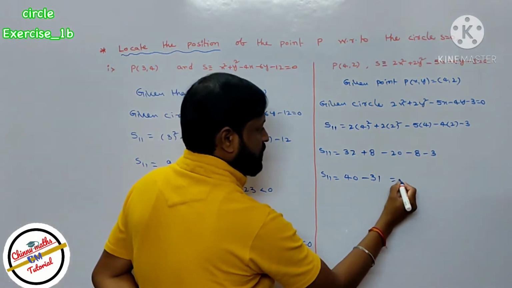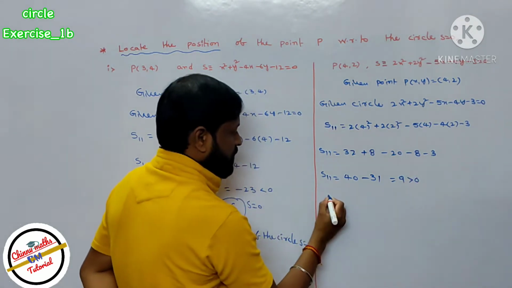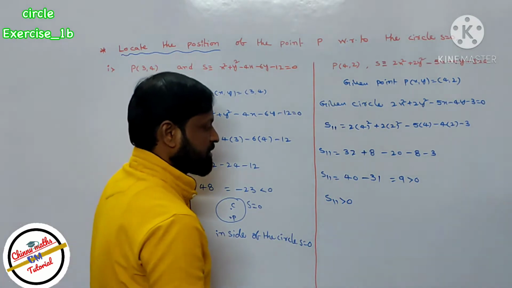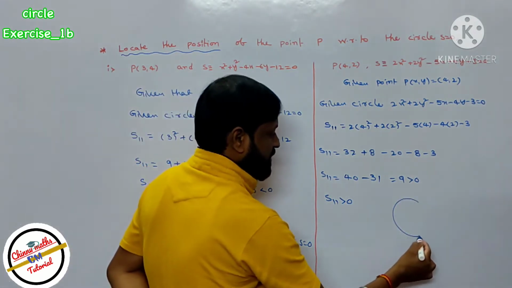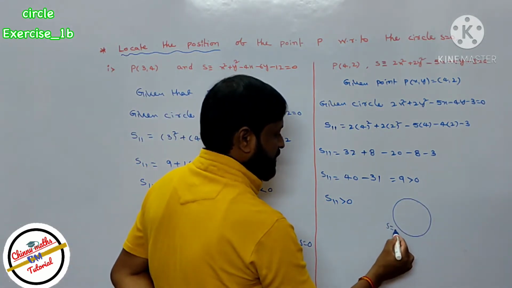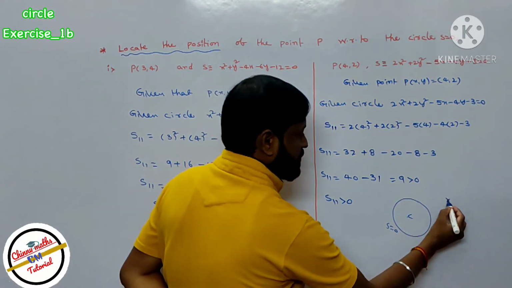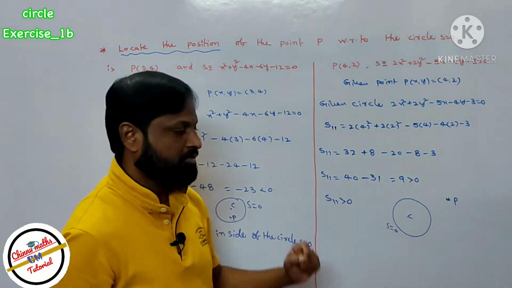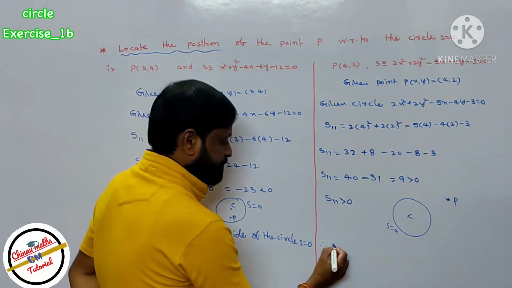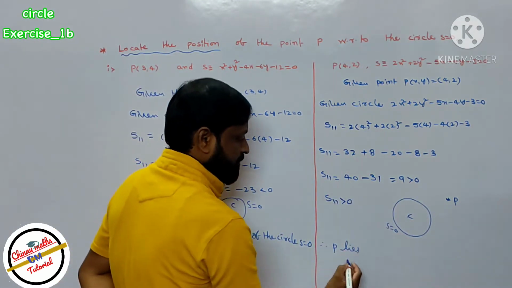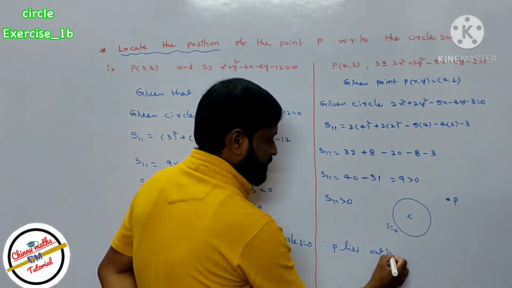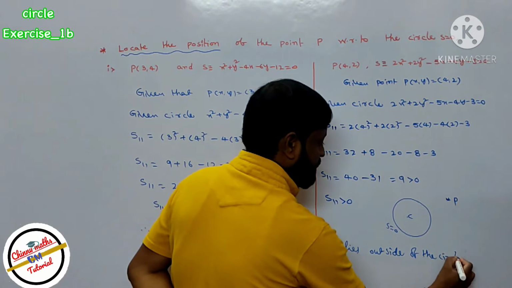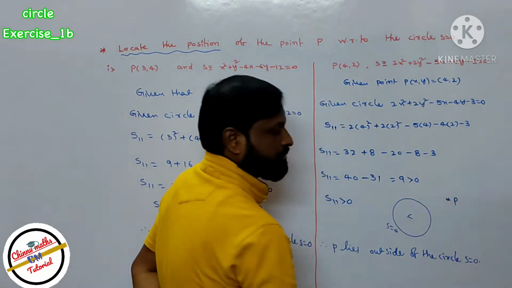So it is equal to 9 is the positive value. So then S11 is greater than 0. S11 is greater than 0 means the given point is outside of the circle. So then the position of the point P is outside of the given circle S equal to 0. Therefore P lies outside of the circle S equal to 0.